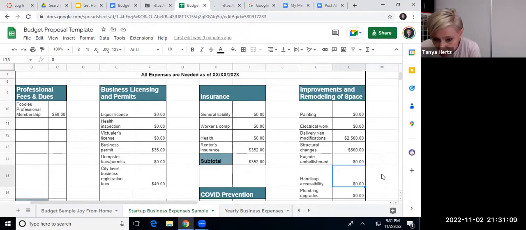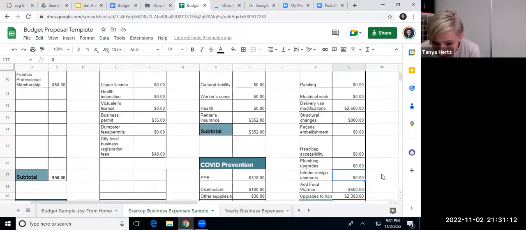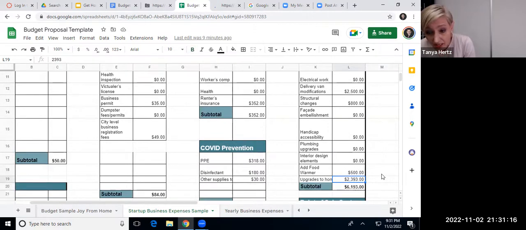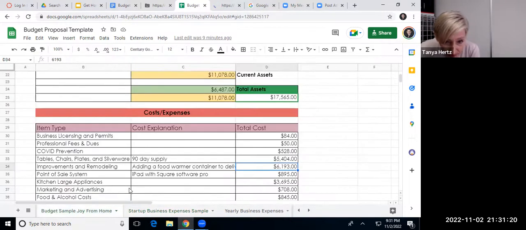She had structural changes. She had, what else did she have? She had a food warmer too. She did upgrades to home kitchen, which were about $2,300. And so we need to see all of those expenses, what those expenses are, so that you can get the most possible. And again, for your taxes, so that you can write off every single expense possible.